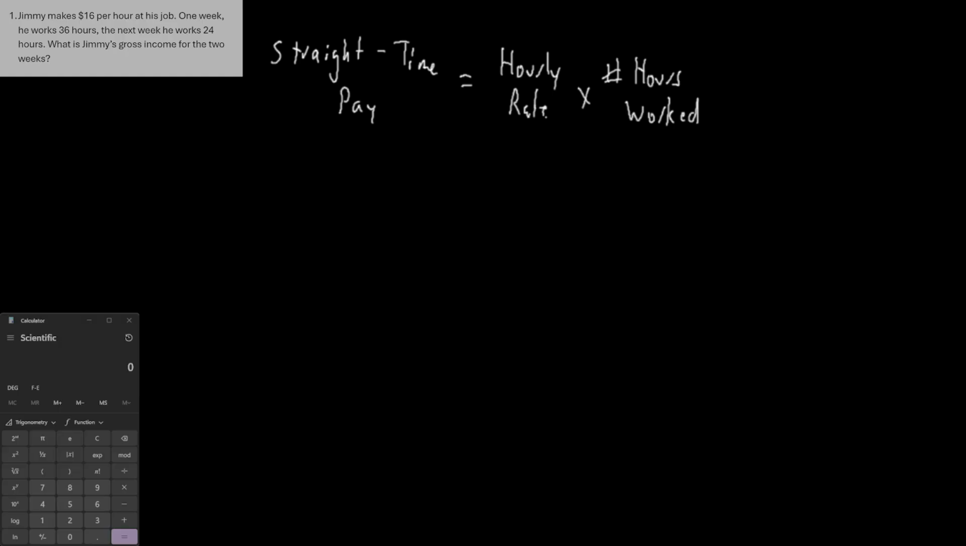And so once again, really easy. Straight time pay is equal to hourly rate times the number of hours worked. Whether you get paid weekly or bi-weekly, that's every 2 weeks, it works the same either way.